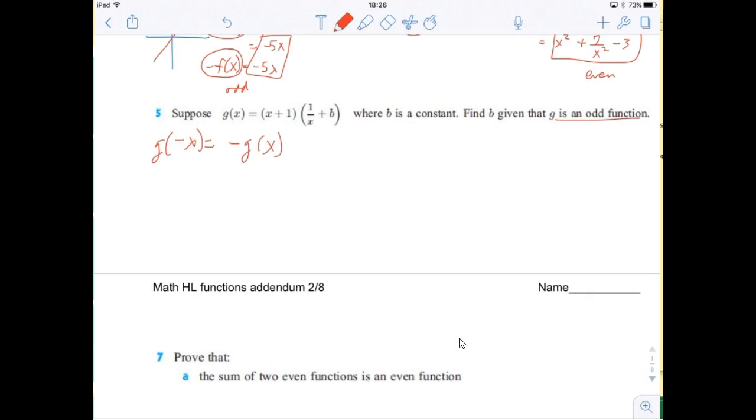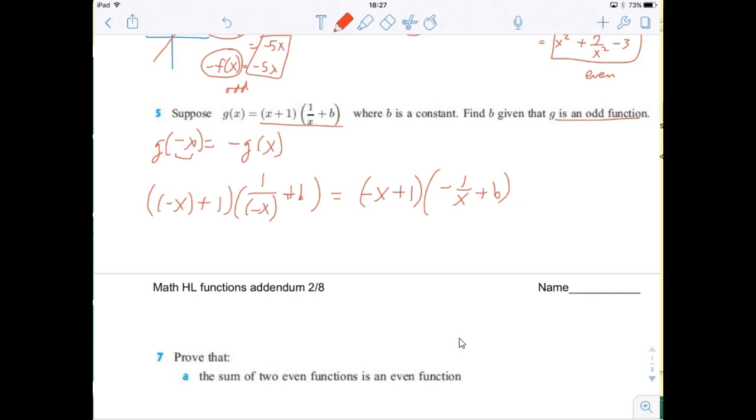Okay, now let's take this original function, and then we are going to substitute in negative x to see what happens. So if we put in negative x, we'll put negative x always in parentheses, just to be careful. Okay, and so we got this, and what does this turn into? This turns into negative x plus 1, negative 1 over x plus b.